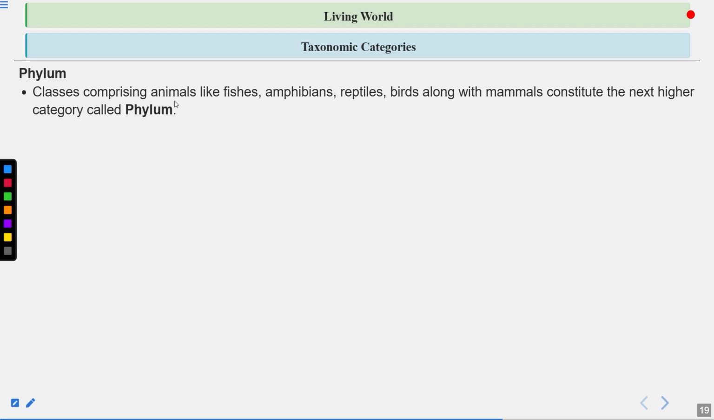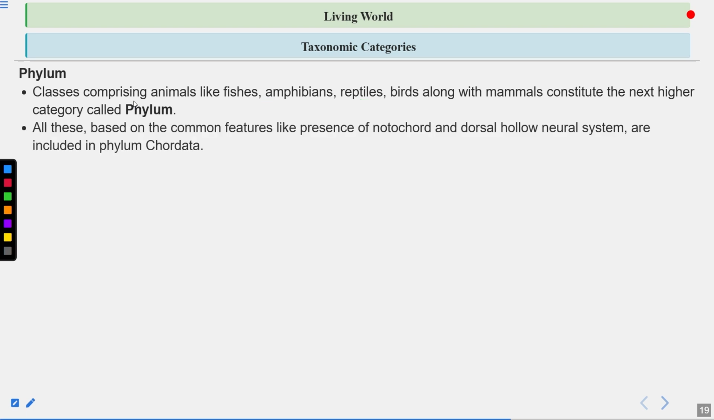So classes which consist of animals like fishes, amphibians, reptiles, birds, along with the mammals, they constitute the higher category called phylum. Means these are all included in a phylum. So you can see it is a very broad category. So here again the number of similarities between the organisms will be very less. All these, based on the common features like presence of a notochord and dorsal hollow neural system, are included in the phylum Chordata.